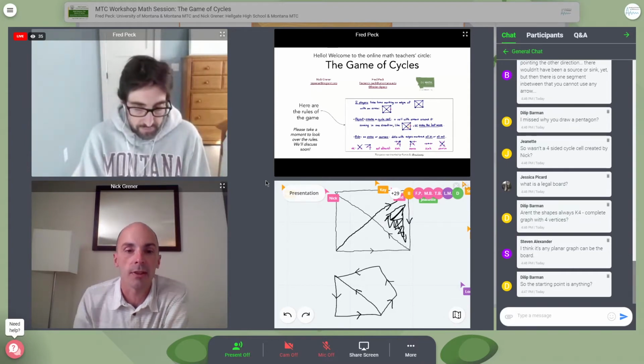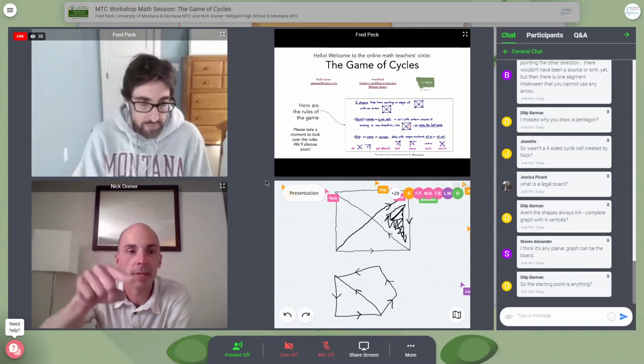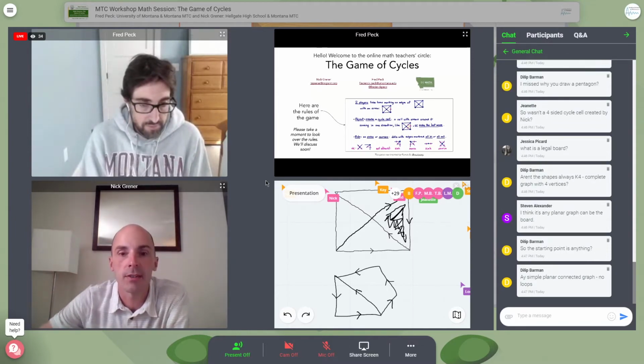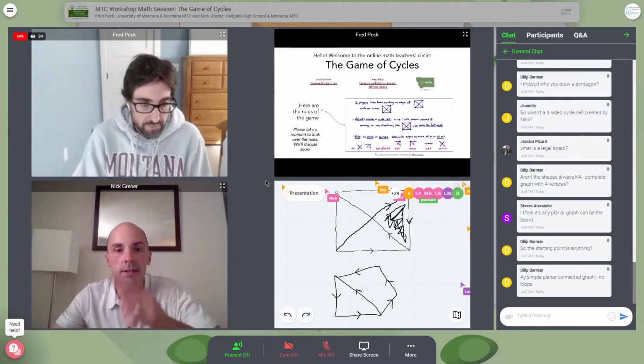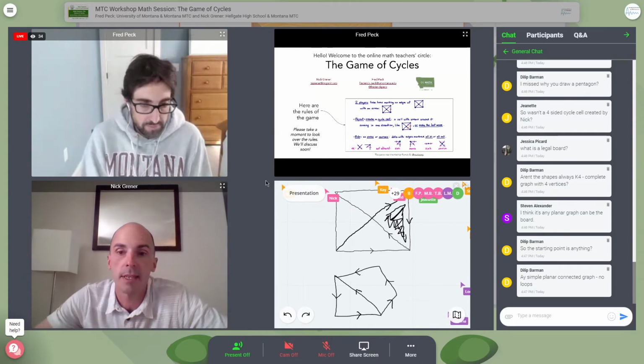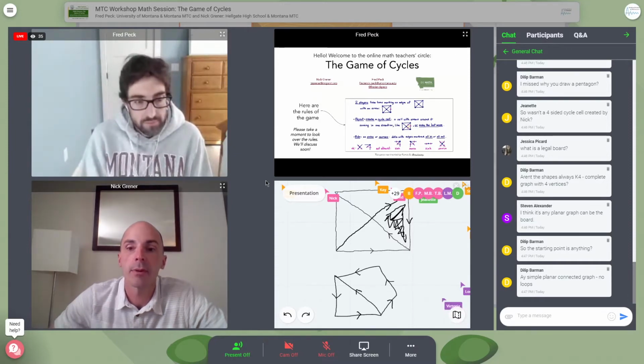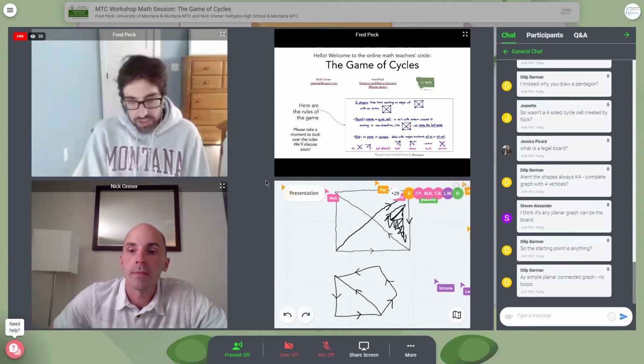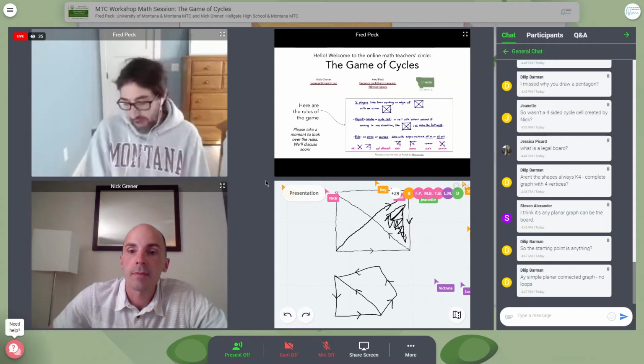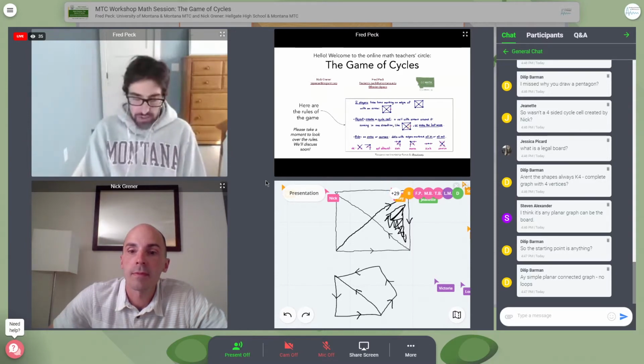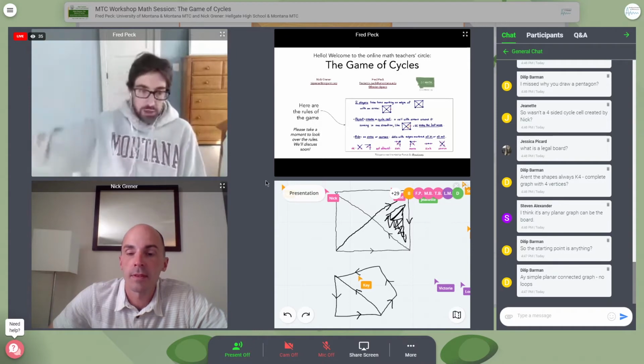loops, just like a loop coming out of a vertex. So you have a set of vertices and they're connected by segments or not connected by segments in some case. At that last board that Fred drew, we had some vertices that weren't connected to each other, but that was still a legal board. Yeah, there has to be a path to go from any vertex to any other vertex. So you can't have a stranded guy out here.